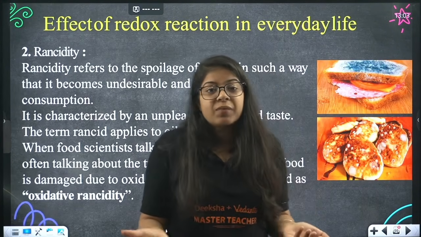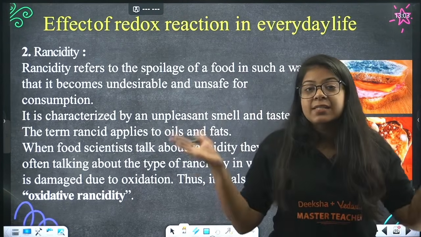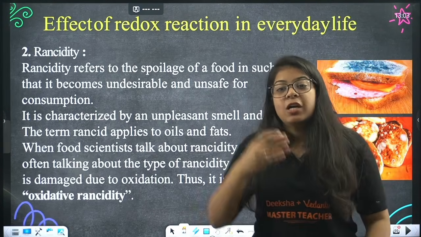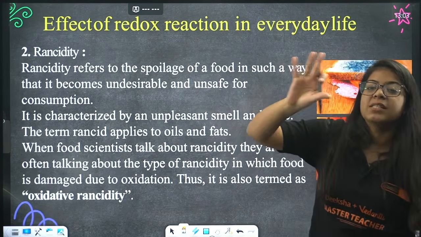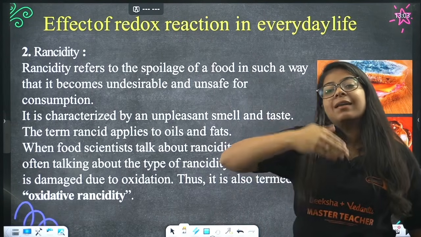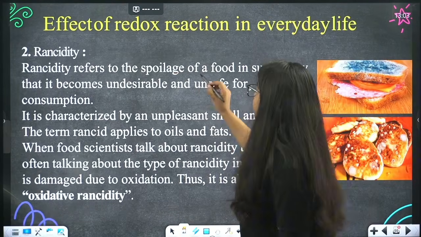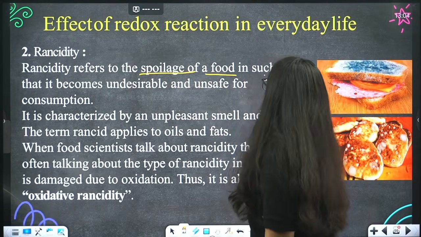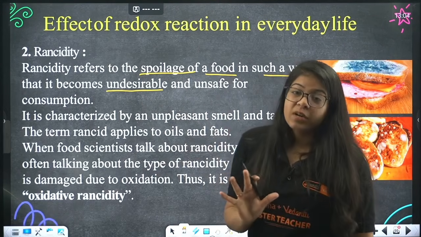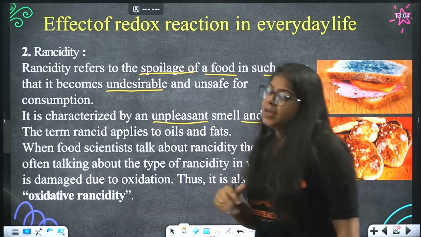Every food has oils in it somewhere, especially in Indian homes, right? We use oils. So when that oil is kept exposed to gases, it reacts with oxygen and other gases, and it gets oxidized. So due to the oxidation of oils and fats present in our food, we get rancidity, that means our food goes bad. Rancidity refers to the spoilage of food in such a way that it becomes undesirable and unsafe for consumption. It is characterized by unpleasant smell and taste.